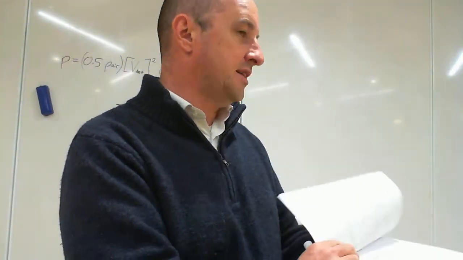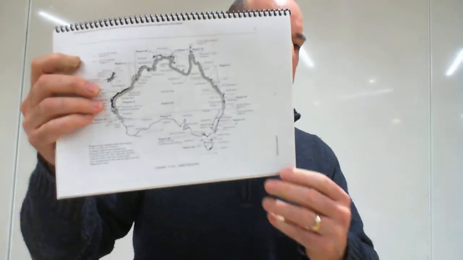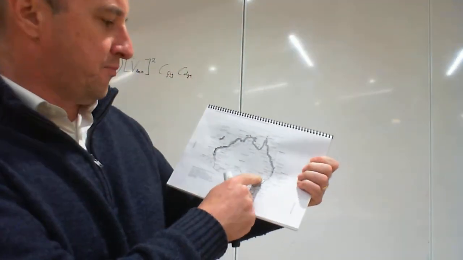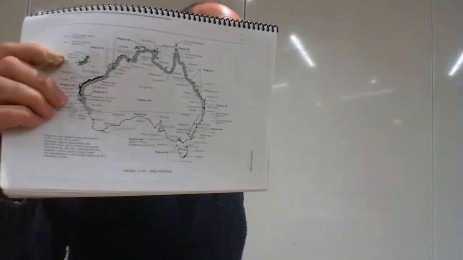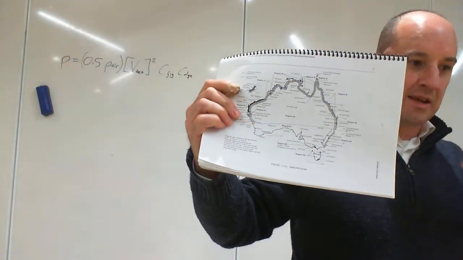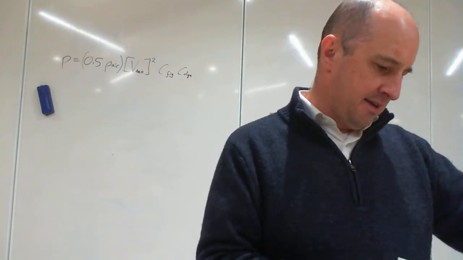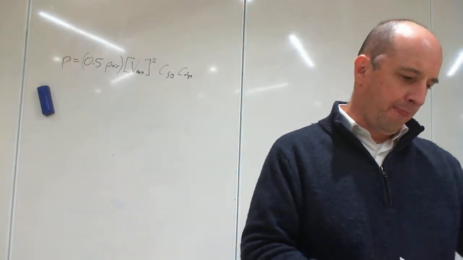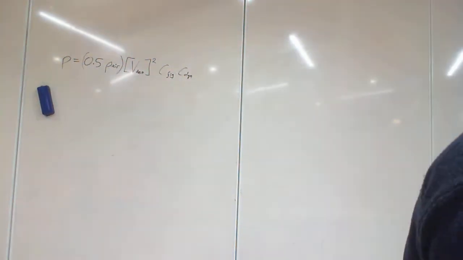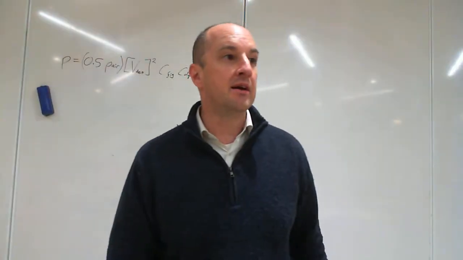So you need to know your site. So there's a map of Australia, and Cairns is right about there, which puts us in region A1. Okay? So write that down, region A1. Get that from the map. And region A1, now we need to know the return period of the wind.